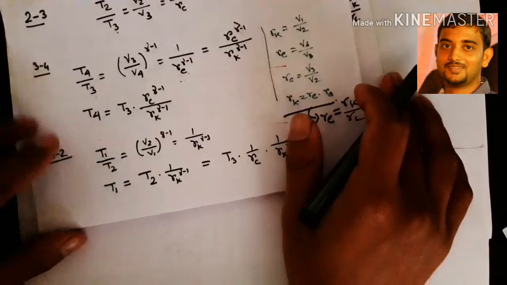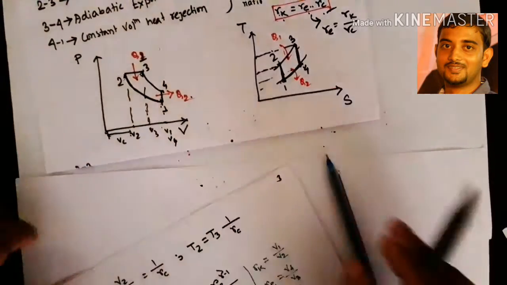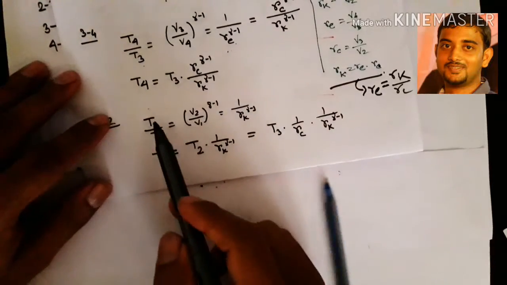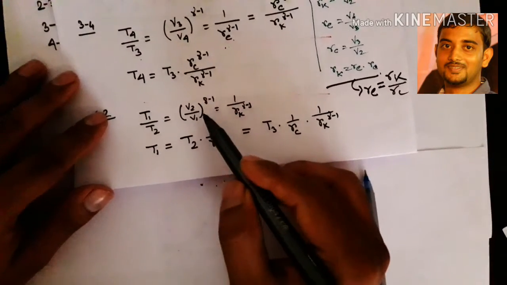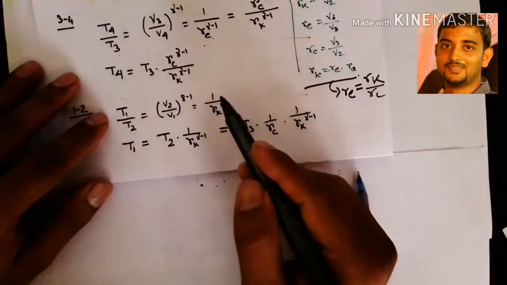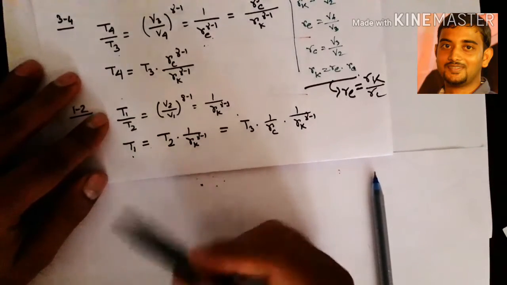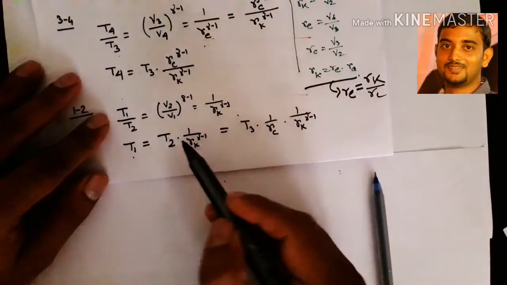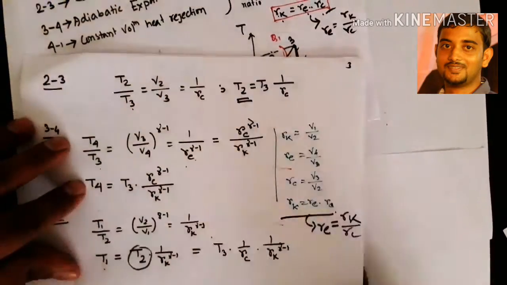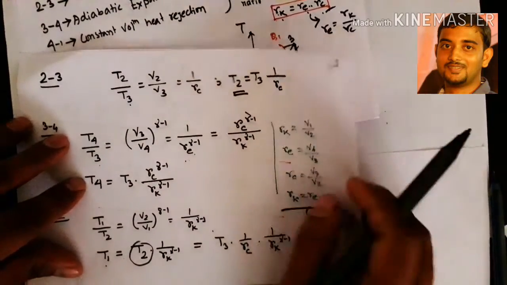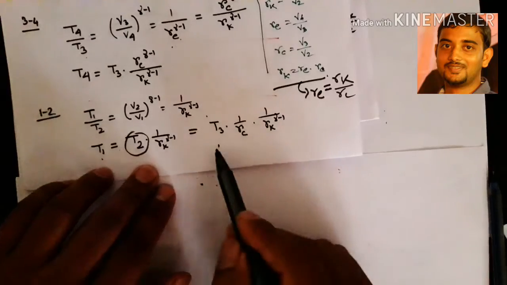Now I am coming to process 1-2. What is process 1-2? Just see here, 1-2 is adiabatic compression. In adiabatic compression we can write in that way, and we know V1 by V2 is the compression ratio, but here it is V2 by V1, so it will be the reciprocal of the compression ratio, and ultimately T1 equals T2 into this. But here I am representing T1 in terms of T3, so just put the value of T2 from this formula, T3 times 1 by the cutoff ratio. So I have already put the value of T2, and it is coming in that way.